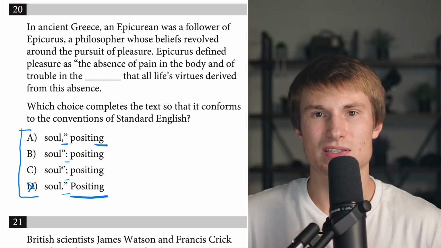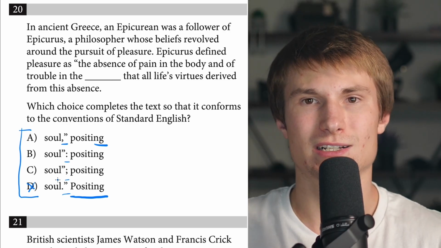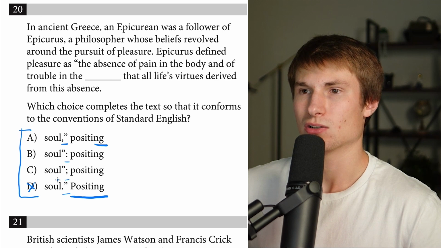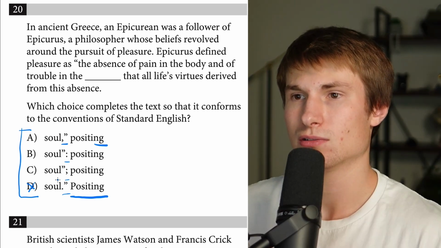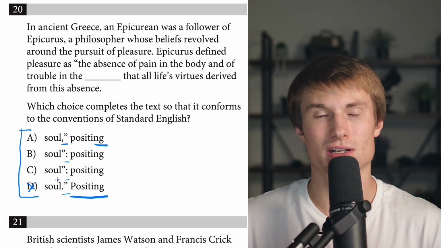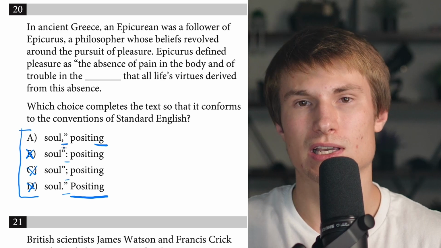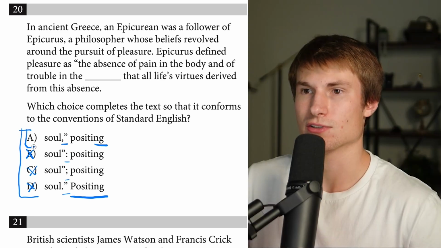Next, between B and C, we see that one uses a colon, one uses a semicolon. However, when you're connecting a participial phrase to a main clause, you would either use a comma, an em dash, or no punctuation if it's already integrated. Okay, so you would not be using a colon or a semicolon. In this case, we use a comma, which is perfect. Okay, so our answer would have to be A.